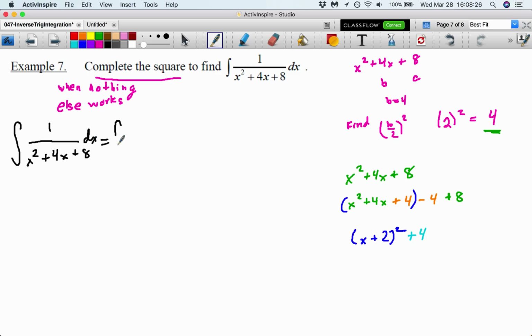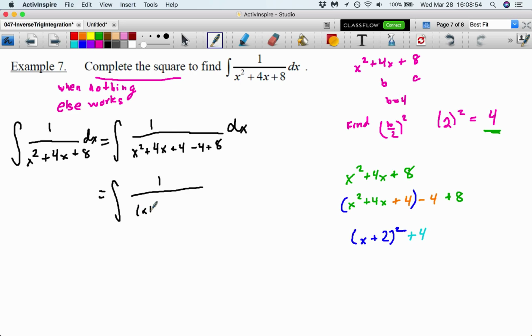If I was doing this problem in a more natural setting for my own fun, I would write it as plus 4 minus 4 plus 8. I would do all that just to show my work. But I would do it all in the denominator. That's where this is really taking place. That's the natural setting. And then I would have x plus 2, quantity squared, plus 4.